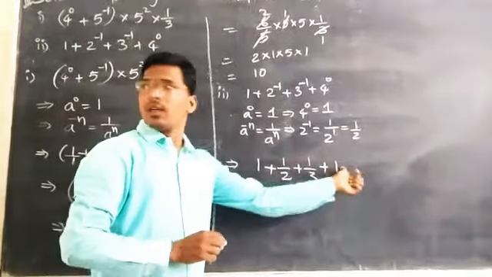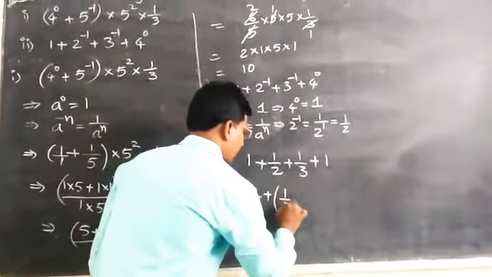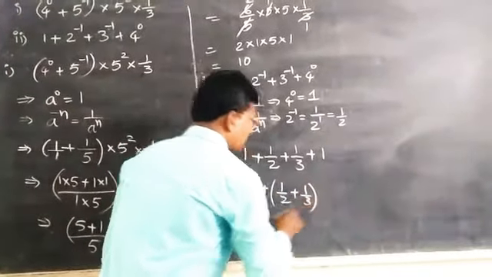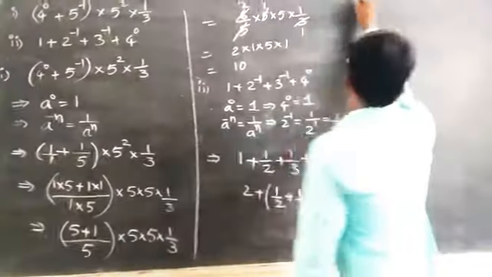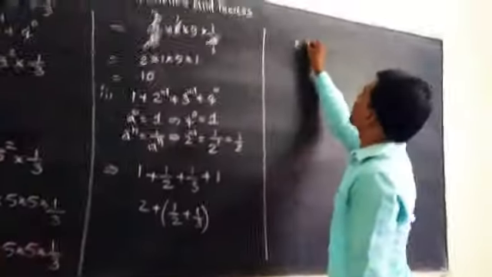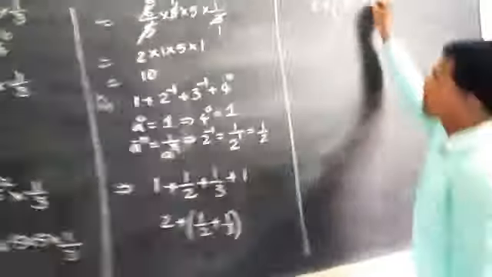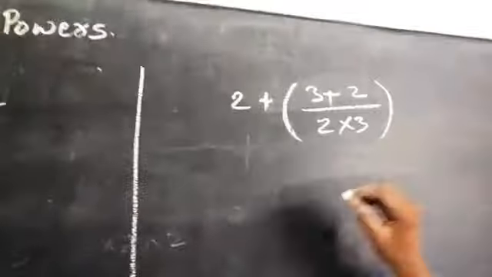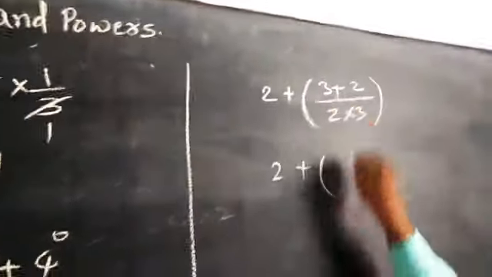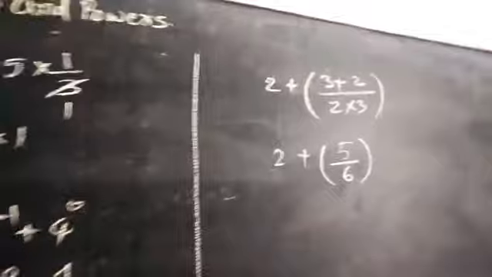So 1 plus 1 is 2, add these two. 1 by 2 plus 1 by 3. So just cross multiply these numbers. Okay. 2 plus 1 into 3, 3 plus 2 into 1, 2, divided by 2 into 3. Multiply both the denominators. Okay. 2 plus 3 is 5, 2 3s are 6.